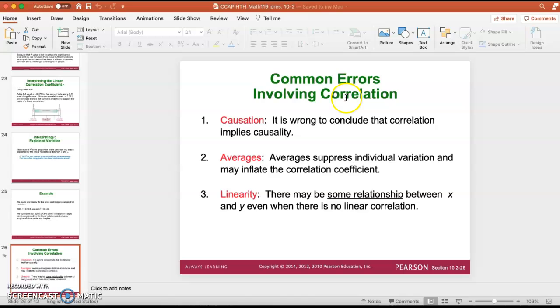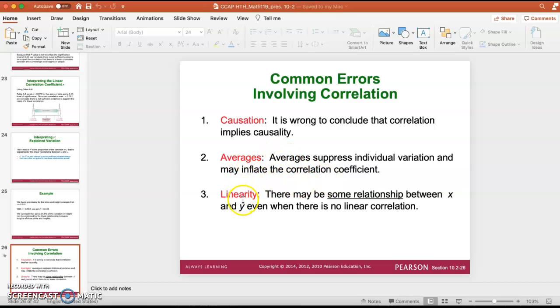Now, some common errors involving correlation. The biggest one is causation. It is wrong to conclude that correlation implies causality, which is something that we went over back in chapter 1, just saying correlation does not imply causation. Then, averages can suppress individual variation and may inflate the correlation coefficient. Won't have to worry about that so much.